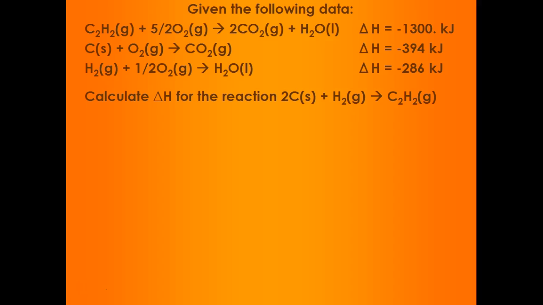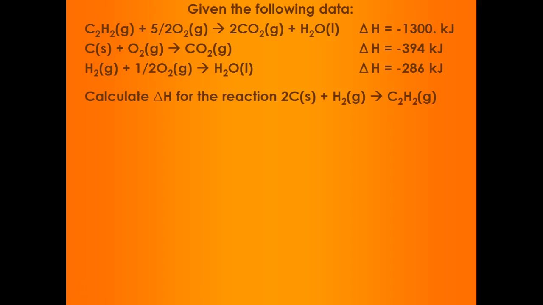So what we have here are three combustion reactions. We have ethine undergoing combustion, we have carbon undergoing combustion, and we have hydrogen undergoing combustion. Combustion is an exothermic reaction, and we see that in the delta H values that are provided. And we're going to calculate delta H for the reaction in which ethine is synthesized from the elements carbon and hydrogen. So we need to find a way to get these three equations set up so that we are left with the equation we want to form.